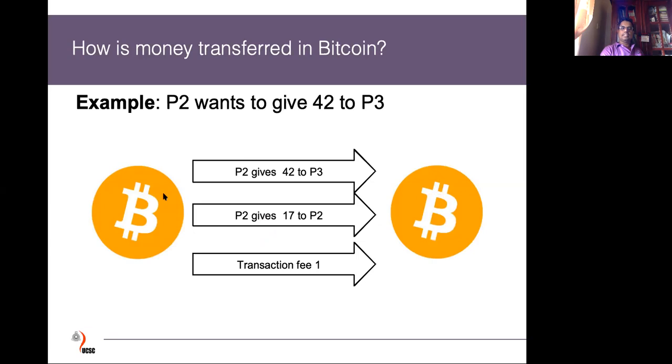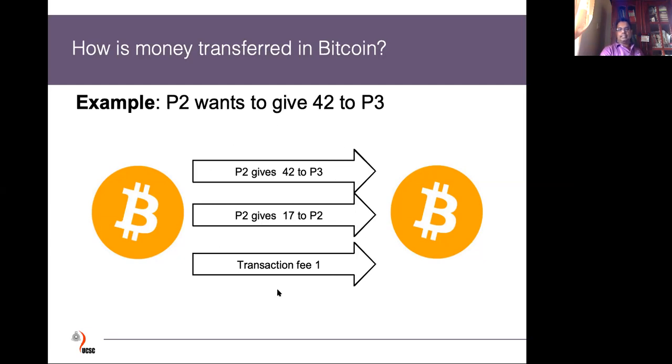So the one who receives, P2, wants to further transfer to P3. So let's say 42 to P3. So P2 can write 42 to P3. Then of the rest of the 60 Bitcoins, he has 18 left. From this 18, he can write 17 to itself and then one to the miner address. So he writes this 17 to his address, and 42 to the P3 address.